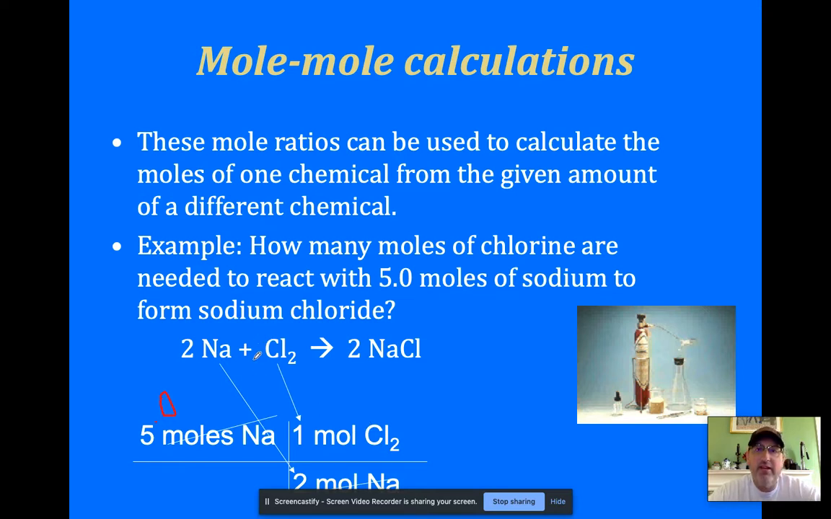Remember, if there is no coefficient there, it's just a 1. So you write down your 1 there. And then you just do the math. 5 times 1 divided by 2, and you get your 2.5 moles of Cl2. It's as easy as that. It's just one step, going from moles of one substance to moles of another. You use your mole ratio from the balanced equation, and it's simple math. It's just whole numbers.